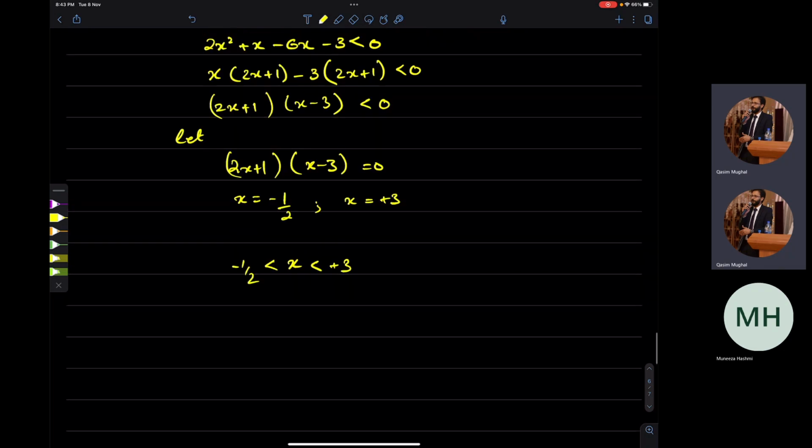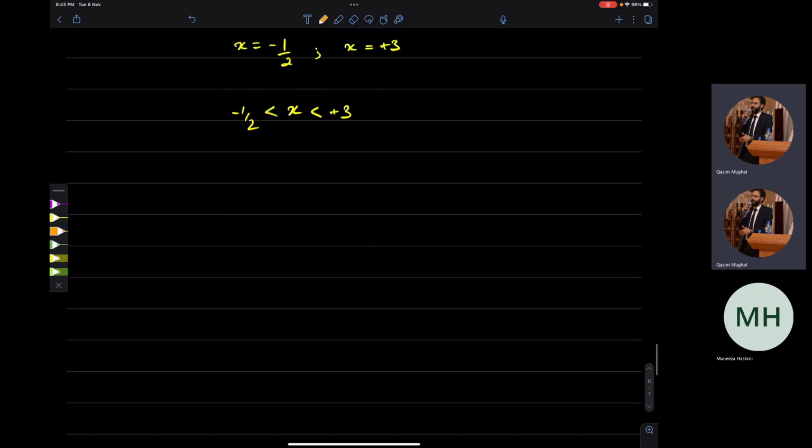Now, just in case, for example, if I'm sitting in an exam and I completely forgot what the situation was whenever it was a less than thing, this is negative 1 by 2, this is positive 3, and the solution is less than 0, which means the solution is going to be below the x-axis, and below the x-axis I can see the solution is between the two roots. Okay? Yes, sir. So you can always check in your rough work. All right, so that's the solution of part B.